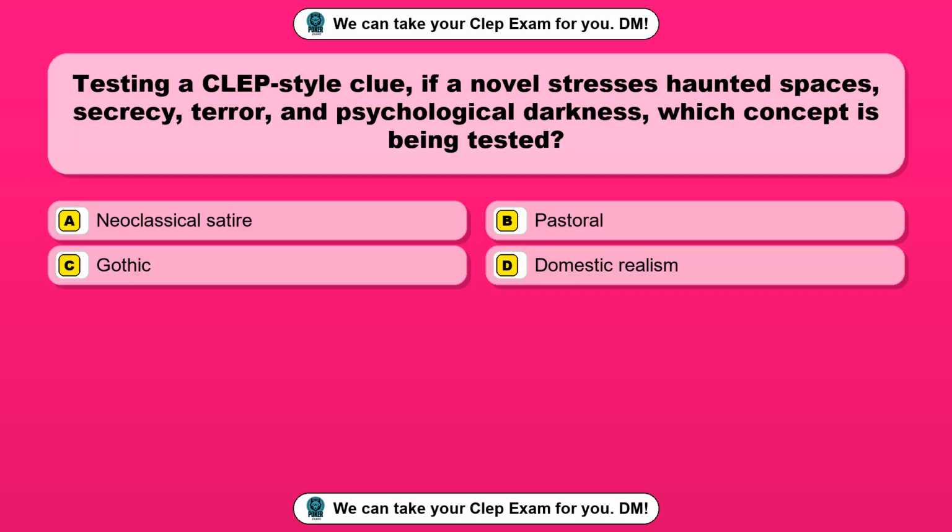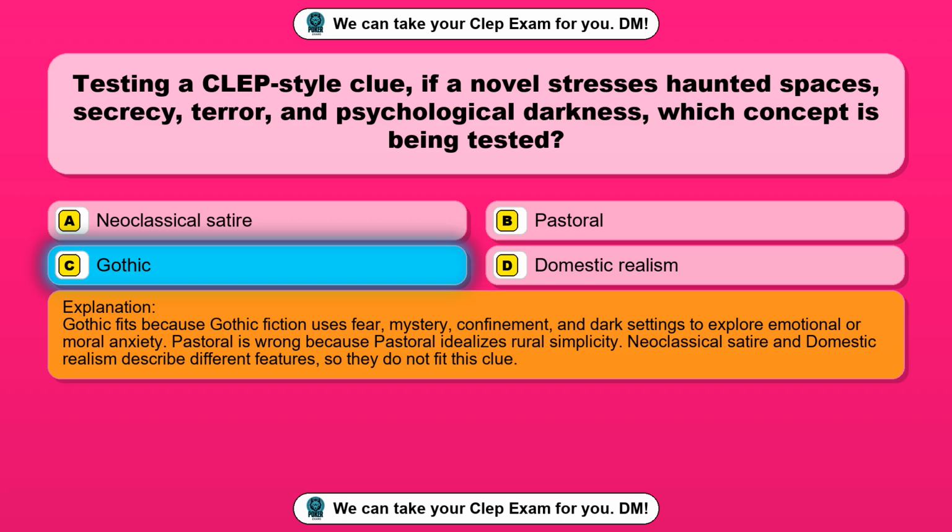Question 79. Testing a CLEP-style clue. If a novel stresses haunted spaces, secrecy, terror, and psychological darkness, which concept is being tested? Option A, Neoclassical satire. Option B, Pastoral. Option C, Gothic. Option D, Domestic realism. The correct answer is option C.